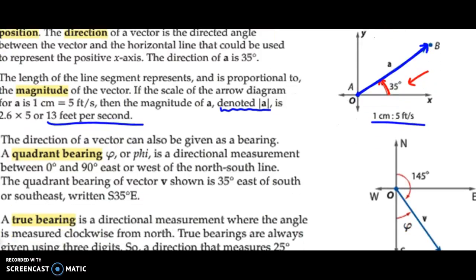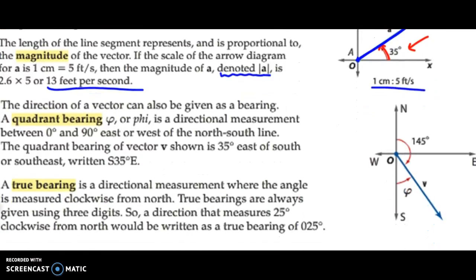Next vocabulary word, quadrant bearing. It says the direction of a vector can also be given as a bearing. A quadrant bearing, phi, looks like that. Phi is the direction measurement between 0 and 90 degrees east or west of the north-south line. So you have to think of the compass. The north-south line is this one right here. If it said 35 degrees east of south, I'm looking at south, and I go 35 degrees towards the east.